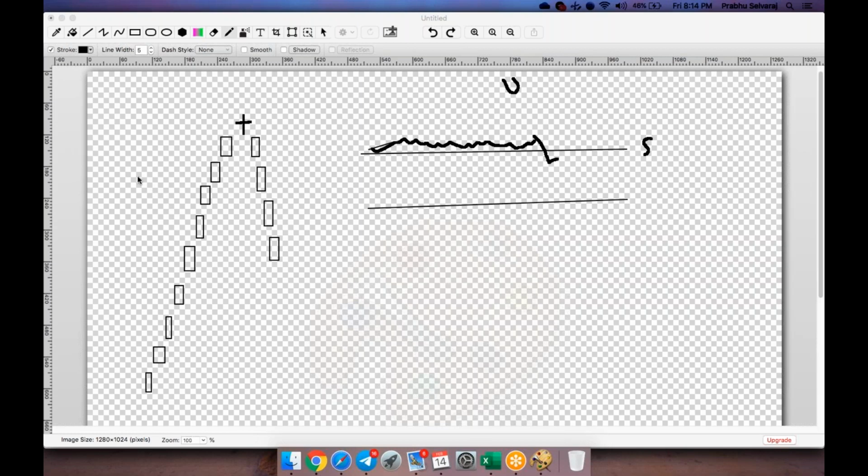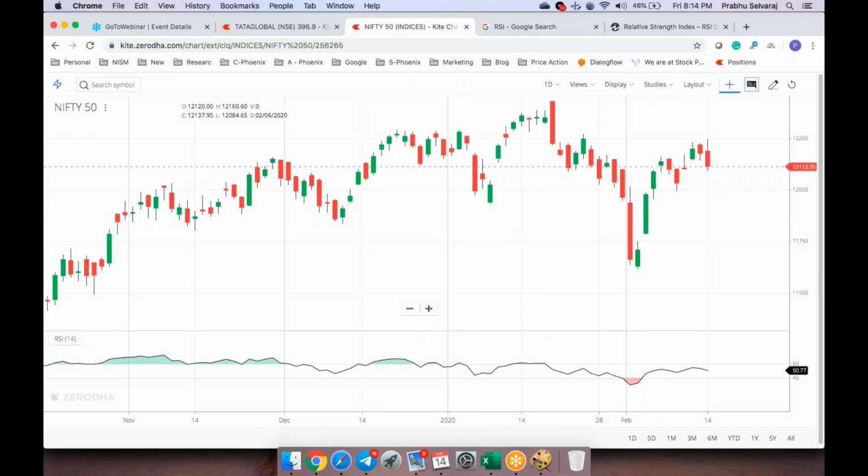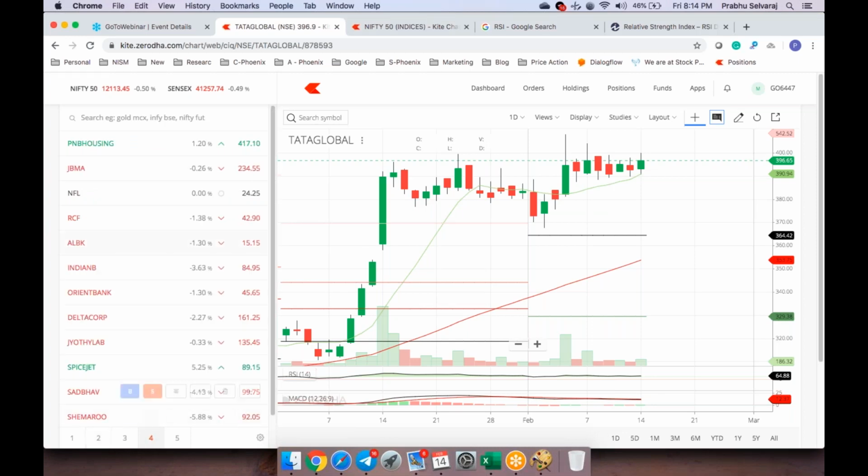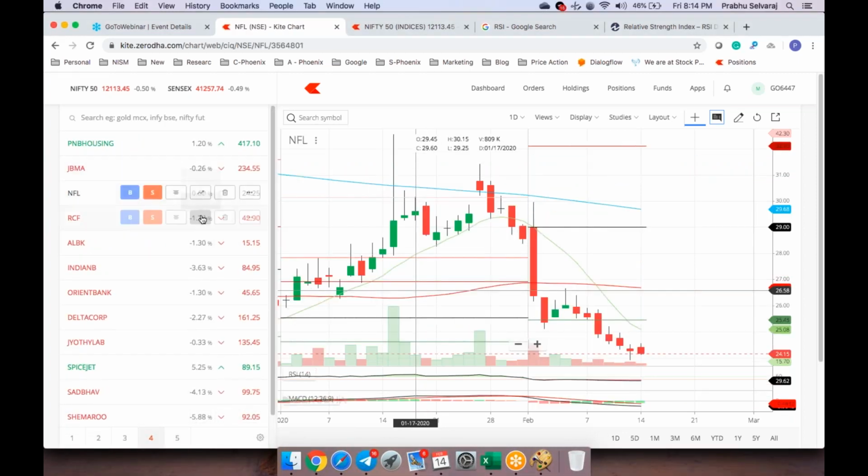Clear now? Okay. I just remembered one more point to tell about RSI. Let me give you one more small explanation. Maybe I'll show a stock over here. It can make you much more clear. Let me see if I could get some stock like that.